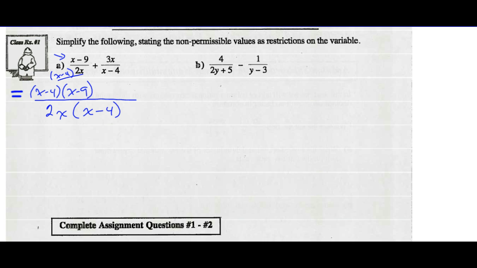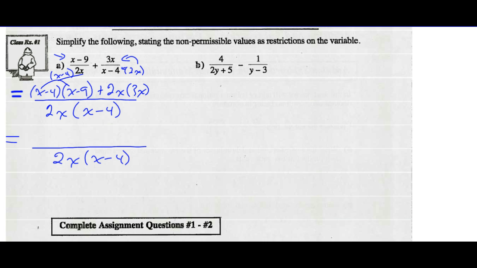Look at the second rational expression. x minus 4 gets multiplied by 2x to look like my common denominator. So I must multiply my numerator by 2x. So that numerator also gets multiplied by 2x, so that's 2x times 3x. I can now expand and combine like terms in my numerator. I will keep my denominator in that factored form of 2x times x minus 4. We're not going to expand out the denominators.